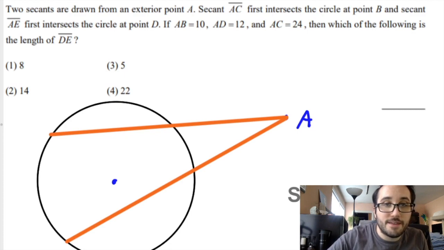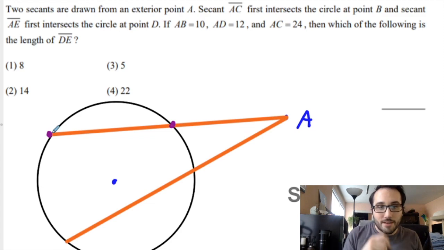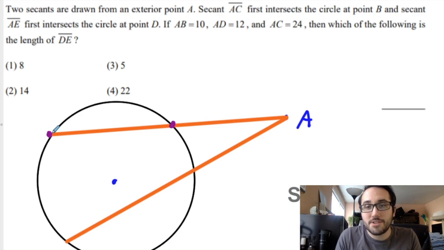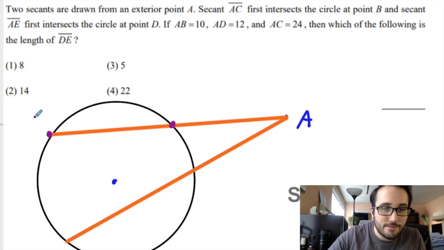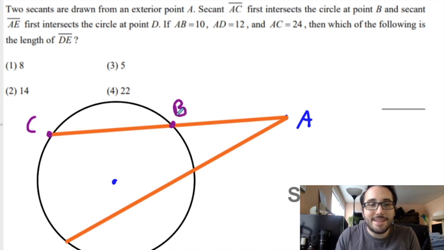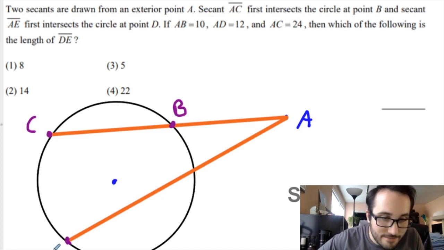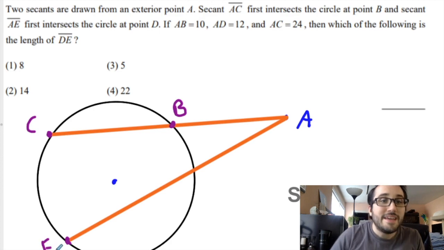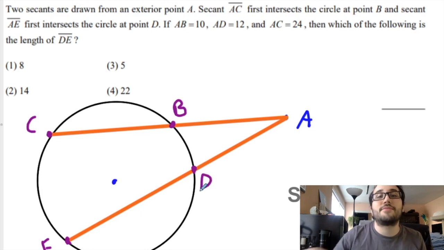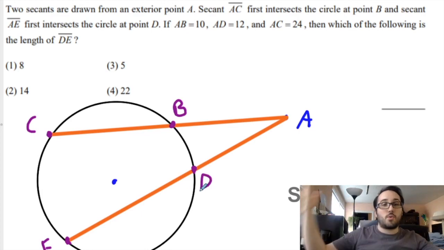So now that we have this, okay. Then it says secant AC first intersects the circle at point B. So AC intersects the circle at point B. Okay. And secant AE intersects the circle at point D. So it goes through the circle at point D. So if you got this diagram, now it's just like the other questions in here.